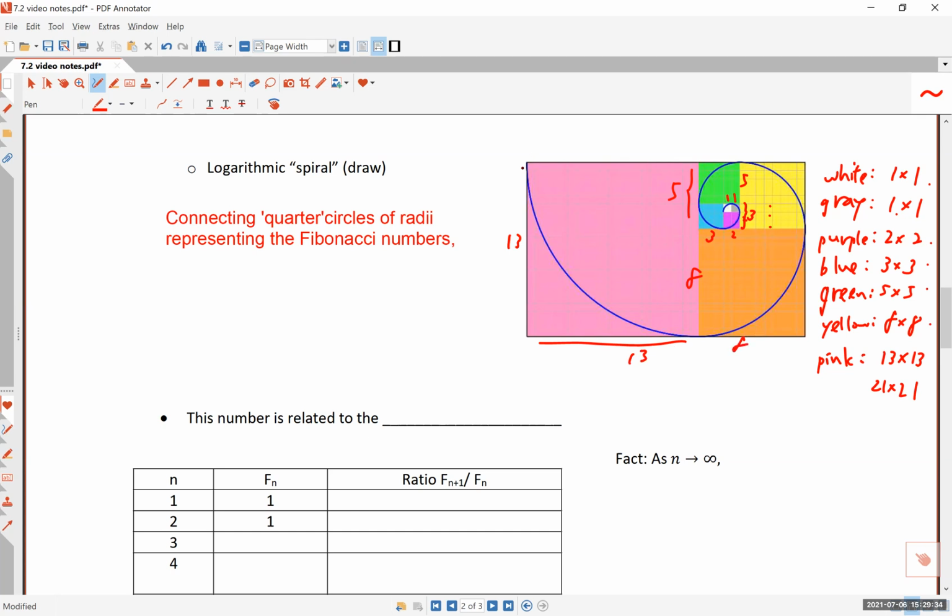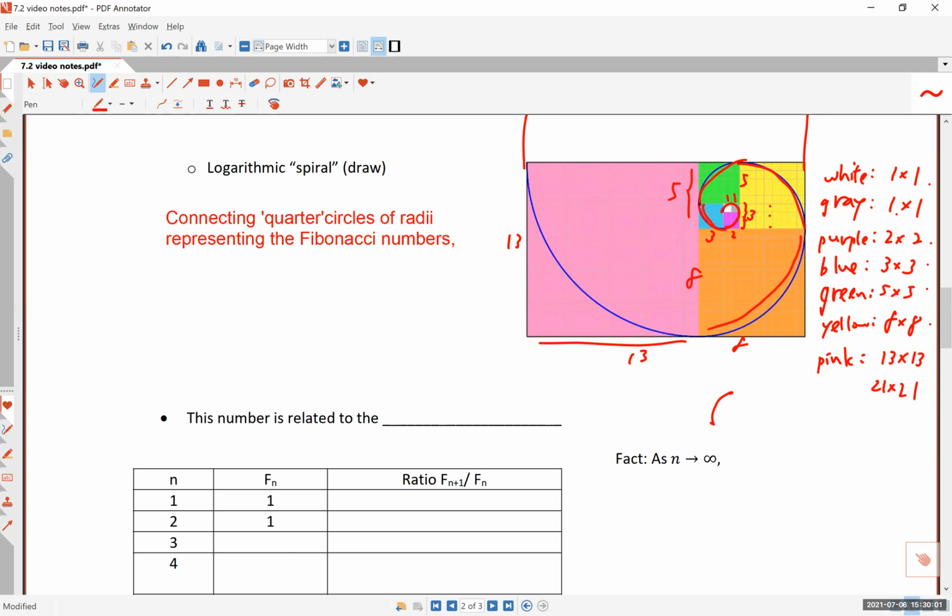So if you were to add another square here, this will be 21 by 21. And then you draw the spiral using quarter circles. A quarter circle is 1/4 of a circle. That would look like this. So you start from here, quarter circle, another quarter circle, and then now this quarter circle has a radius of 2, and then 3, and then 5, and then 8.